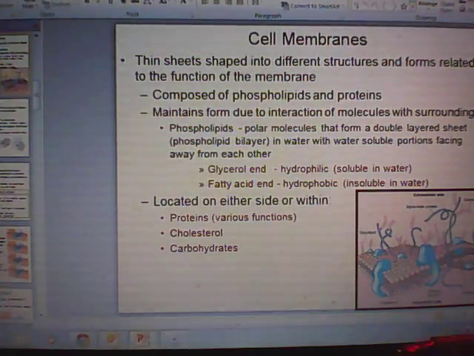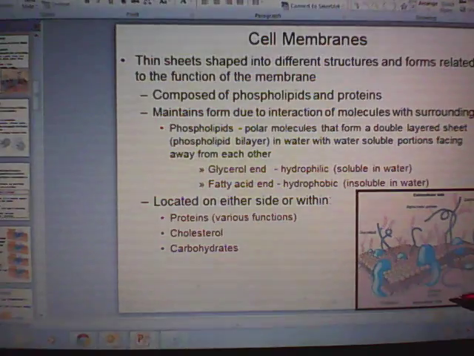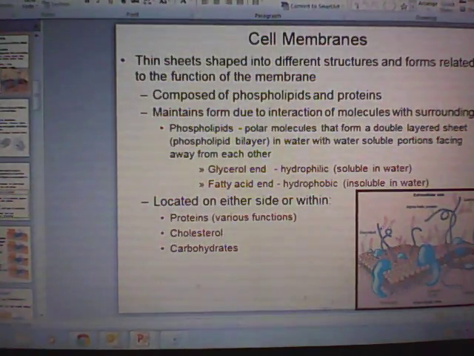And I share that with you because every professor calls it what he likes to call it. Some will say cell membrane, plasma membrane, or fluid mosaic. Either way, we're all talking about the same thing.